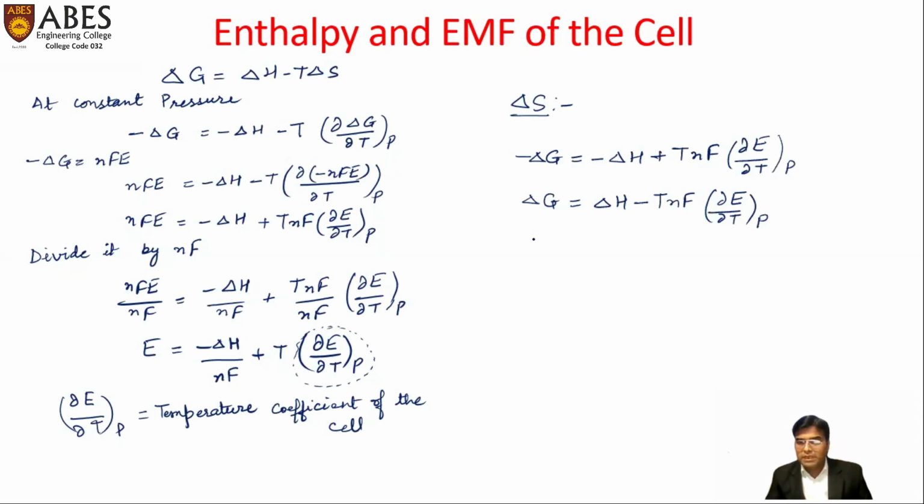But we know that delta G is also equal to delta H minus T delta S. So on comparing, we find that delta S is equal to NF derivative of E with respect to the temperature at constant pressure. This is how we can calculate the delta S value.